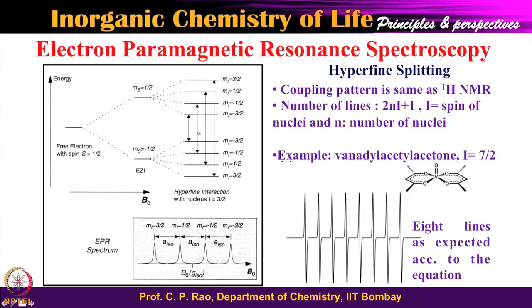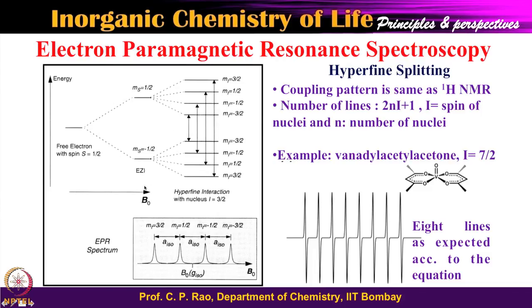So, instead of measuring in the frequency mode, you measure in the field strength, in Gauss. So the x-axis here is not the frequency, like in the NMR, which is converted into ppm. Here it is the Gauss. You keep changing slowly the magnetic field strength, and the different transitions can be understood.